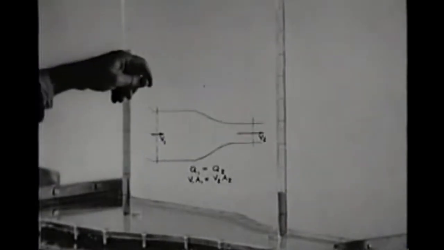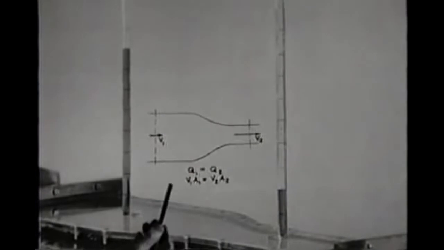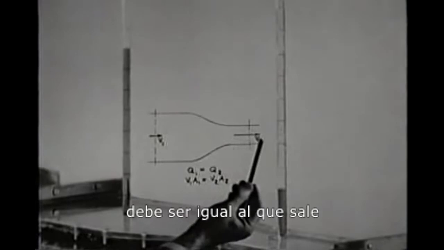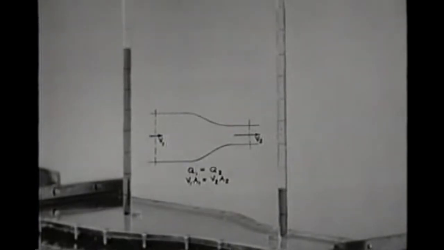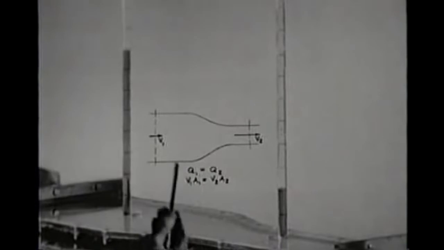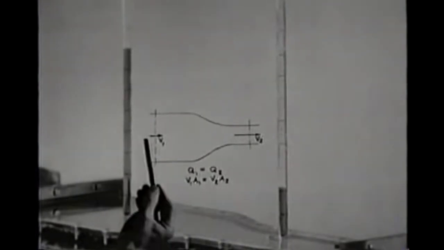What about the velocity of the flow? Since water is nearly incompressible, the volume flow entering the contraction must equal the volume flow leaving, or else mass would be created or destroyed. But the volume flow is equal to the average velocity times the cross-sectional area. So the area decrease should produce a velocity increase.